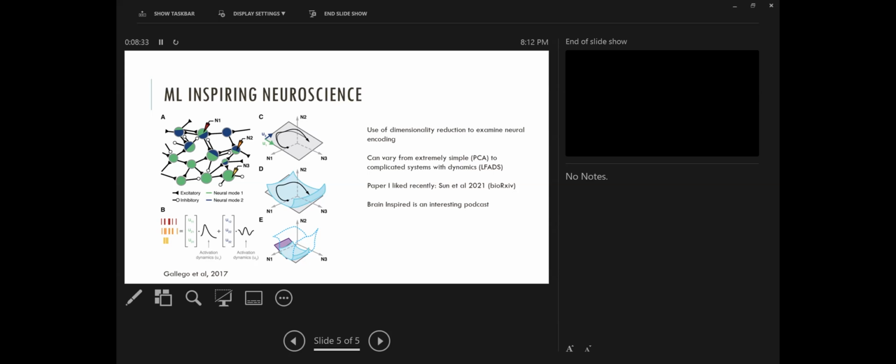network stuff. And then another paper I read recently that I really liked that looks at neuroscience through a machine learning perspective is from Sun et al. in 2021. It was a bioRxiv publication, so I think it hasn't been peer reviewed yet, but it goes into student and teacher networks and how that could be applied to how the brain learns.